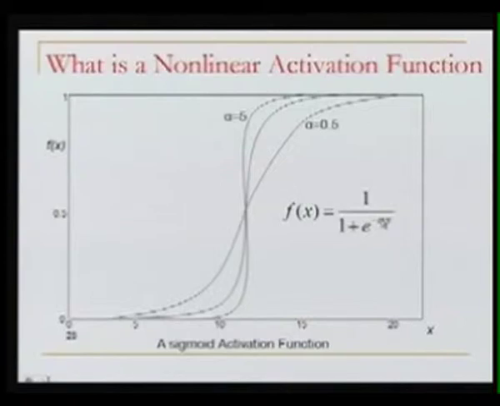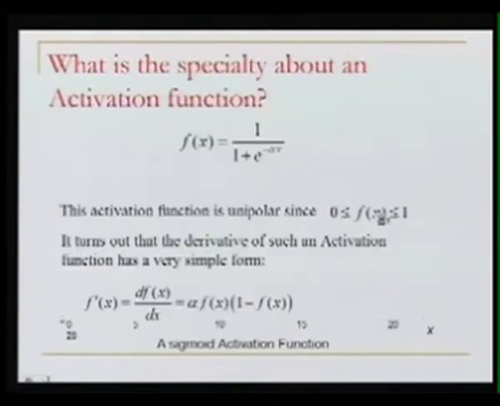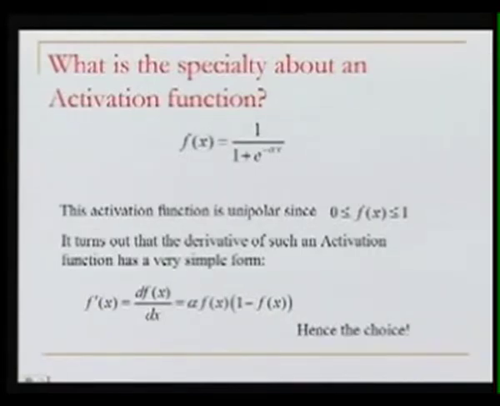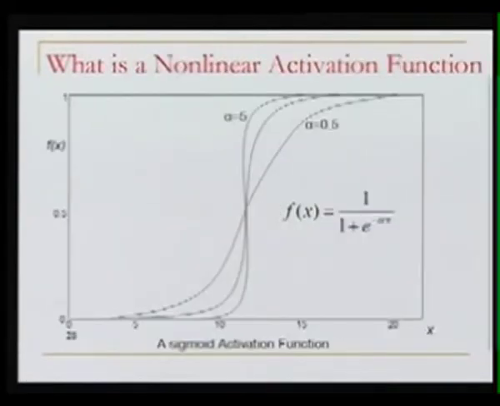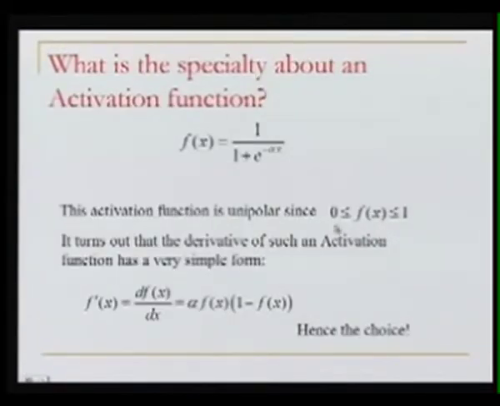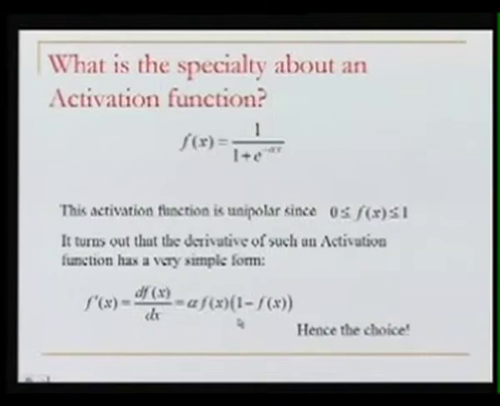Why did we select this activation function? You may ask, what is the speciality of this activation function? It is very clear in the previous graph that f(x) is always limited by the boundary 0 and 1; f(x) is less than 1 and greater than 0. But the interesting part of this function is, if I differentiate f(x), that is f'(x) = df(x)/dx = alpha f(x) (1 minus f(x)). So, the derivative of such an activation function has a very simple form.